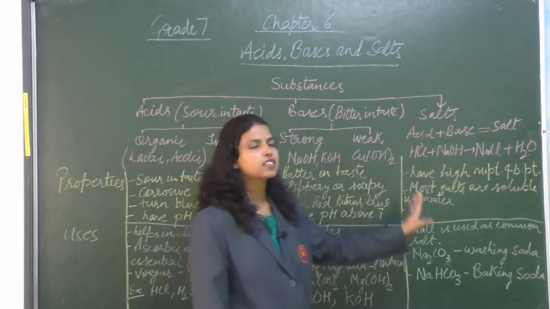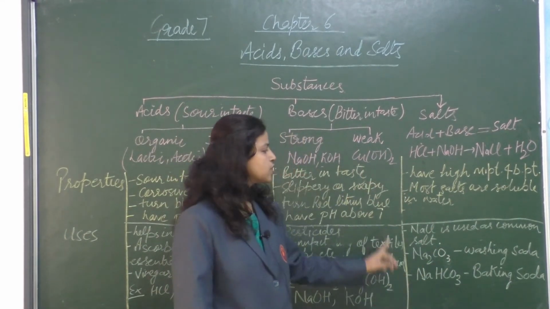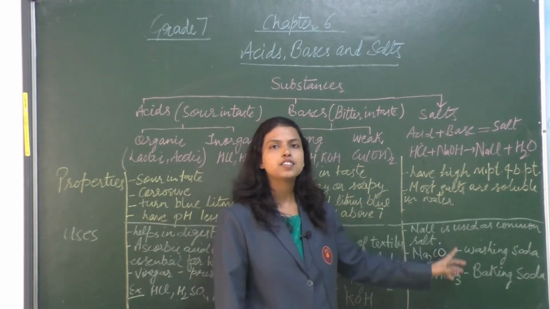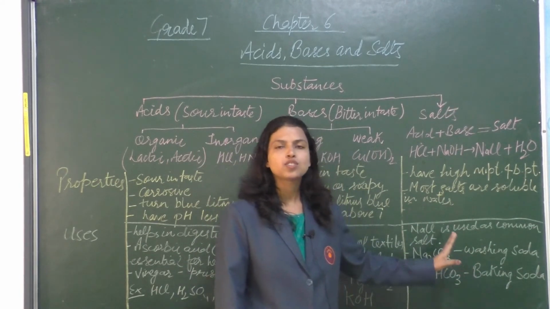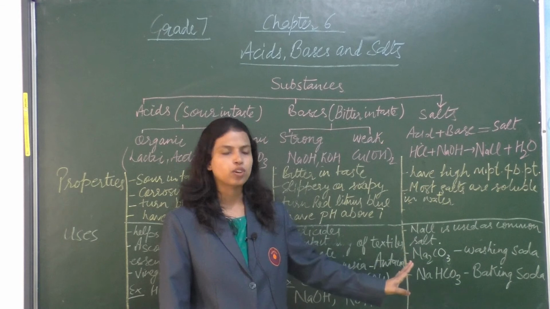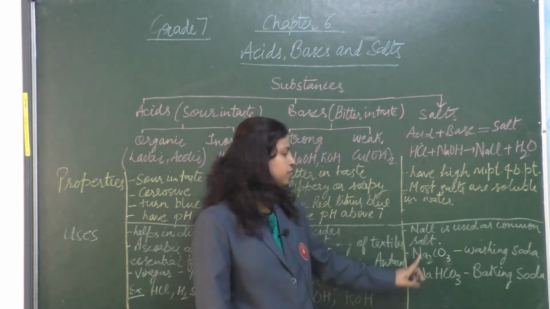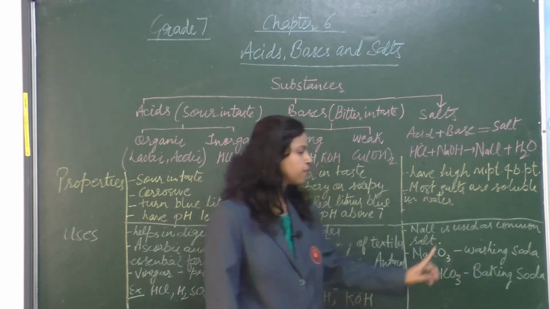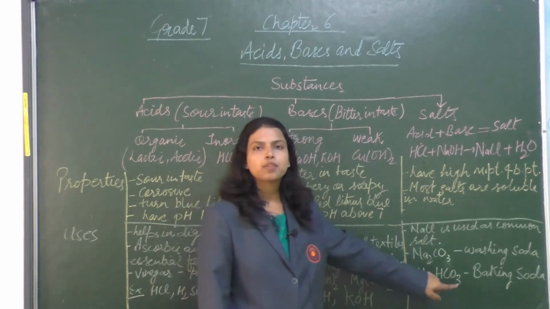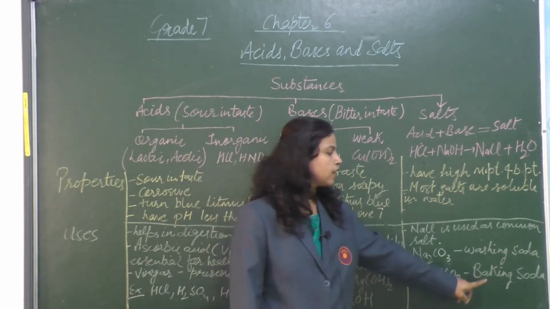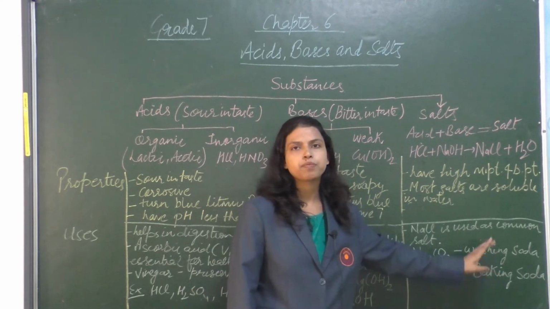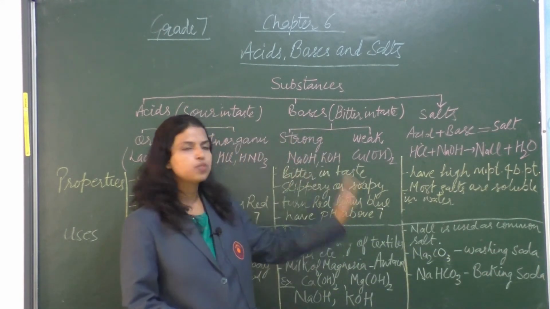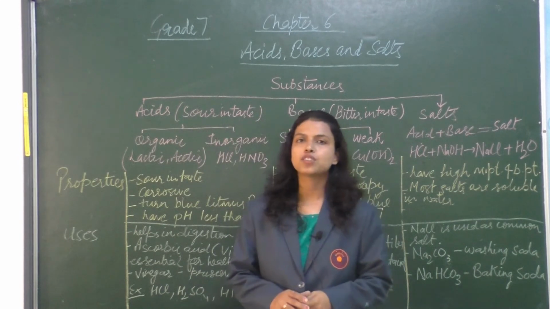Now let's discuss the uses of salts. Salts like NaCl are used as common salt. So it is also called table salt. Now sodium carbonate is used as washing soda. Then sodium bicarbonate is used in making baking soda. Okay, so these are the uses of acids, bases and salts.